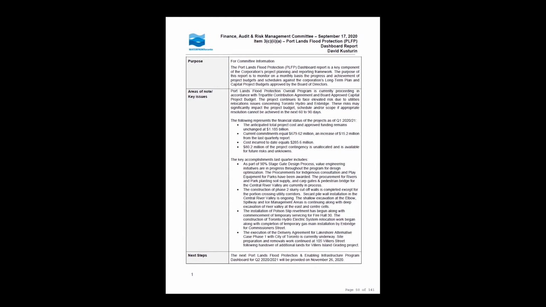We are also looking at potentially reimbursement of some costs related to these utilities, and should that happen, our probability of completion within budget actually rises to 90%.